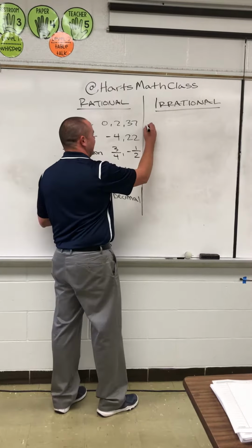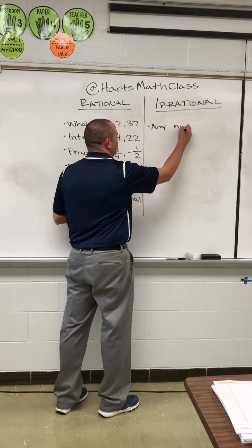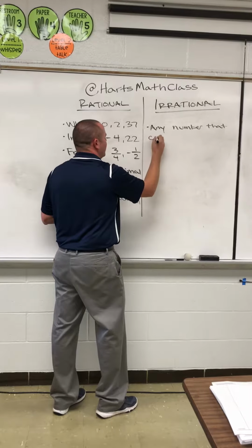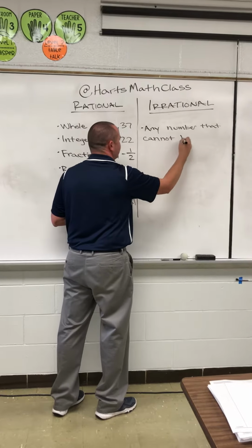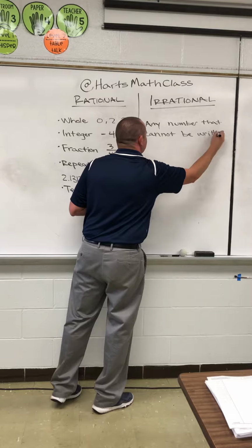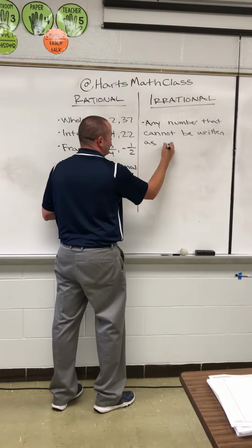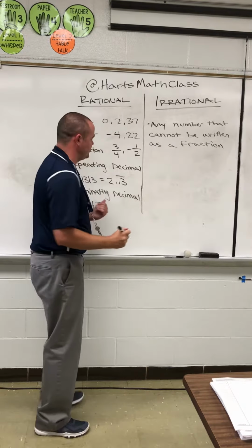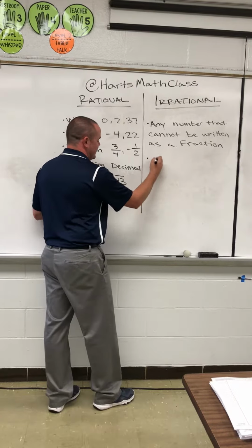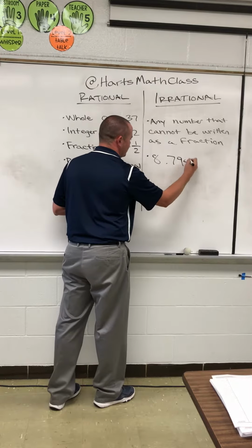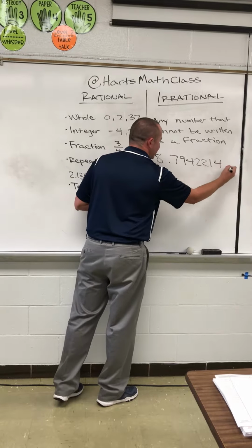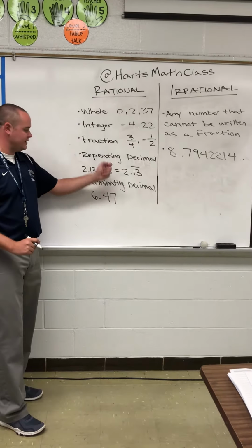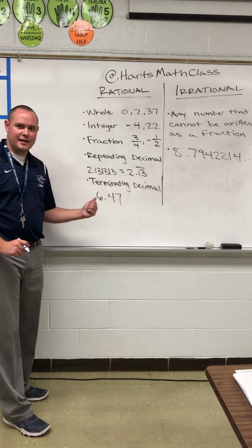Now, an irrational number is any number that is not a rational number. So that's basically any number that cannot be written as a fraction. And the key way to figure that out is if it is a decimal that does not repeat or does not terminate. So for instance, if I have 8.79422214 and then that keeps on going, that is an irrational number because it does not repeat and it does not terminate. And now you know more.